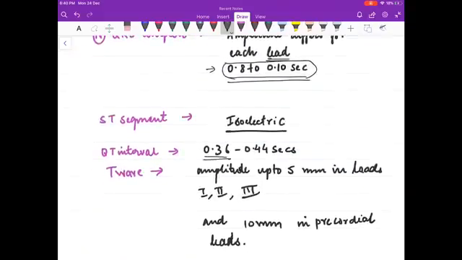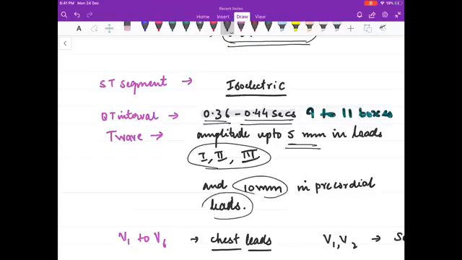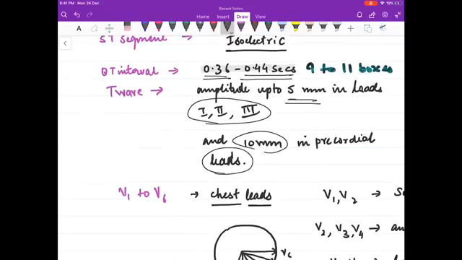QT interval. QT interval is between 0.36 to 0.44 seconds, or you can remember it by 9 to 11 boxes. T wave. T wave amplitude is up to 5 mm in leads 1 to 3 and up to 10 mm in precordial leads, or it is roughly half of the amplitude of the R wave, in which the T wave is positive.